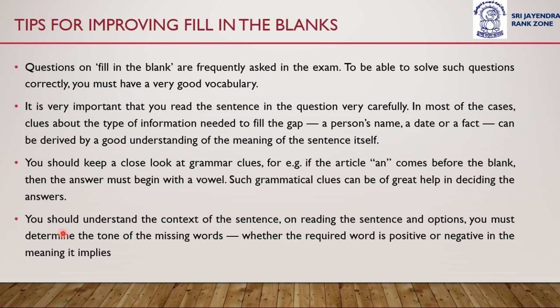Tip number 4: you should understand the context of the sentence and options. You must determine the tone of the missing words, whether the required word is positive or negative in the meaning it implies. So you should understand the context in which the sentence can be used and try to determine the tone of the missing words. This will help in recognizing the correct option.